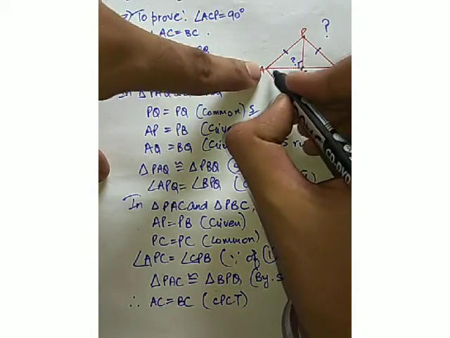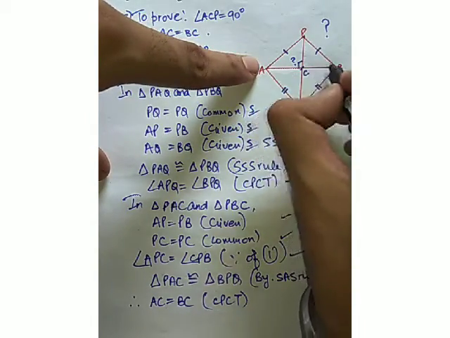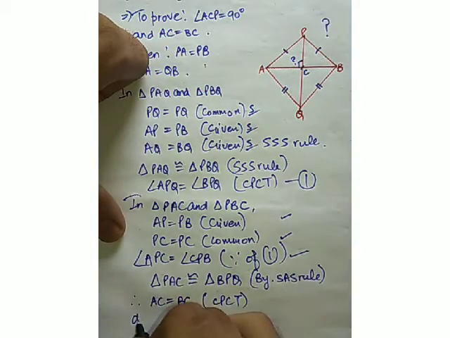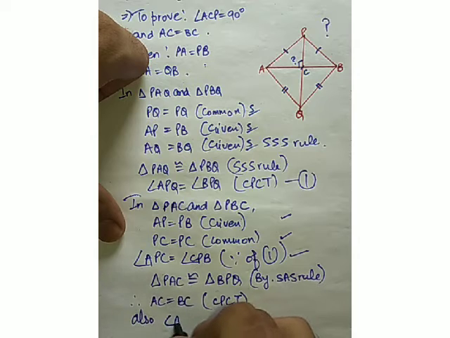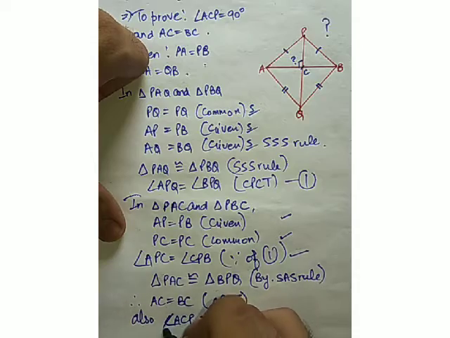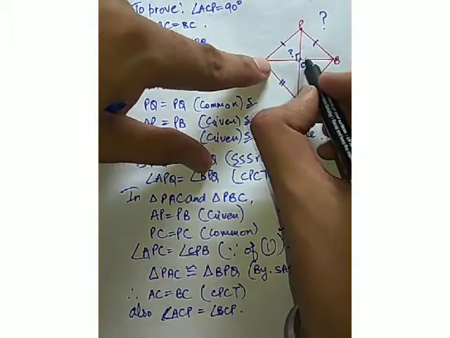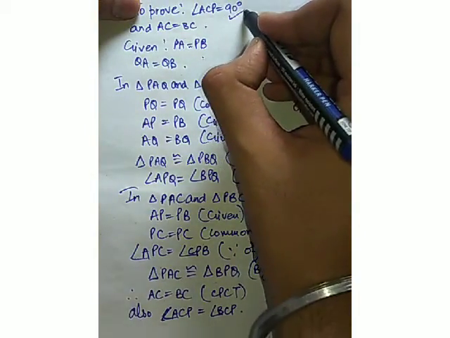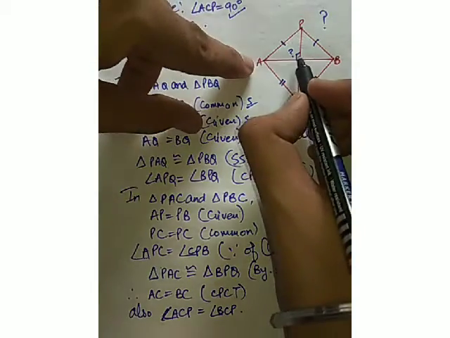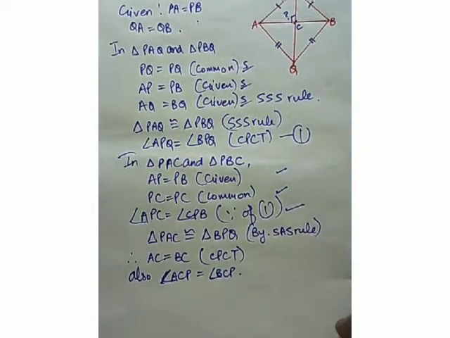Also, these two triangles are congruent to each other. It means if this side is equal, this angle is also equal. Angle ACP is equals to angle BCP, again by CPCT. But here's the thing, we have proved that these are equal, but we have not proved that these two angles are equal to 90 degree. We can easily use the concept of linear pairs, right? Because these two angles are on one line, so ACP plus PCB will be equal to 180 degree.